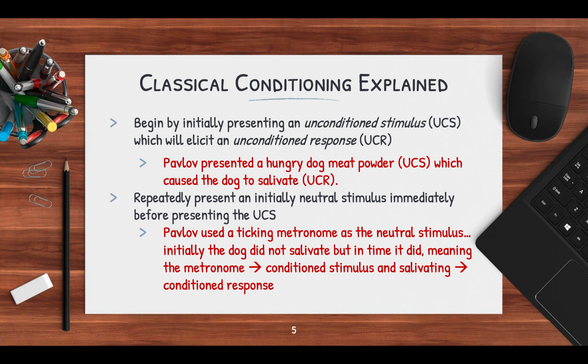After that, you need to repeatedly present an initially neutral stimulus immediately before presenting the unconditioned stimulus. So to do this, every time that Pavlov introduced the stimulus, he had a metronome ticking. And then the dog did not salivate initially, but in time, as he repeated this, the dog did, meaning that the metronome became the conditioned stimulus and salivating happened because of that.